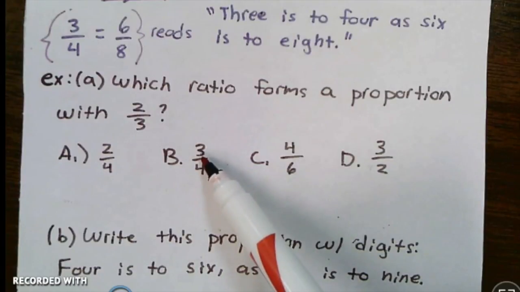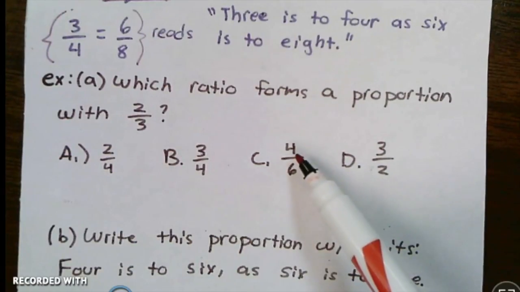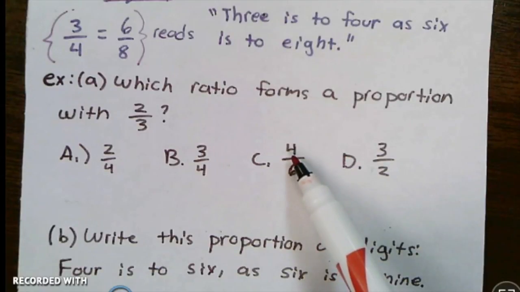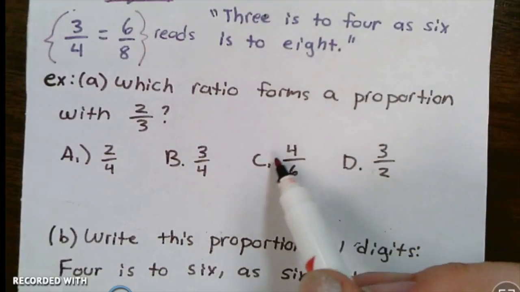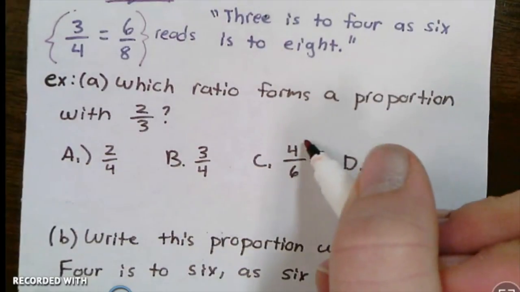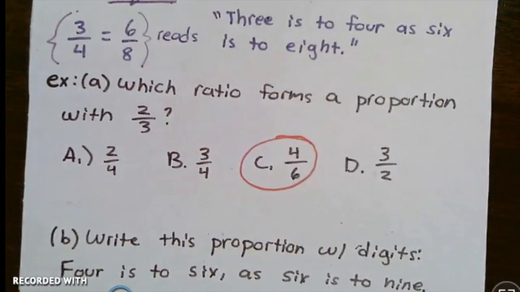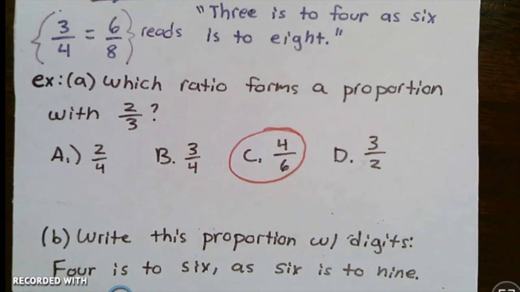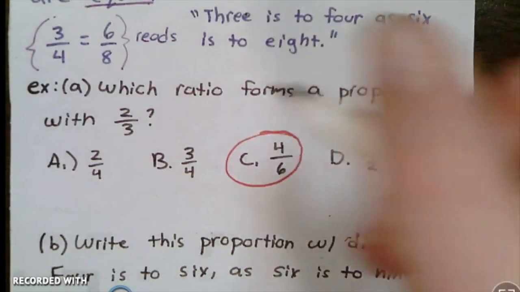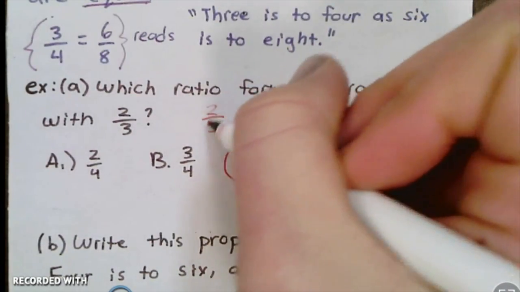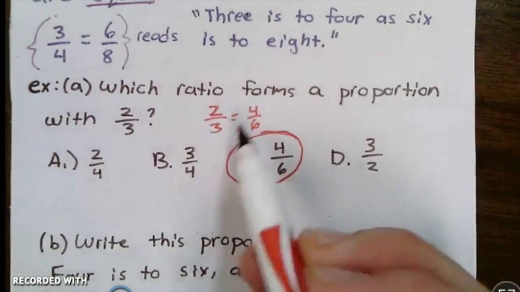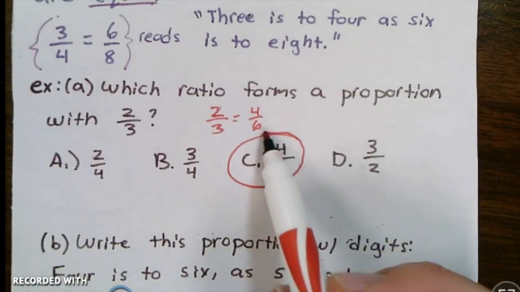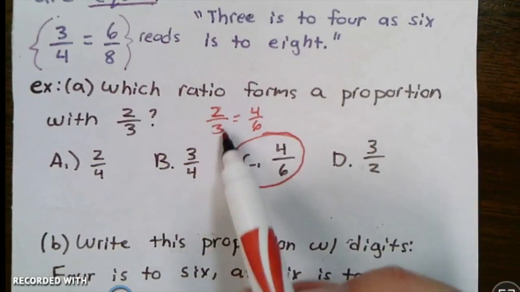What about 2 to 3? No. What about 2 to 4? 2 times 2. What about 3 to 6? 3 times 2. So, since we multiplied both of them by 2, this is the ratio that will form a proportion with 2/3. Think about it. If I wrote it this way, that shows us that 2/3 equals 4/6. If I reduce 4/6 and I reduce 2/3, I will get the same thing.